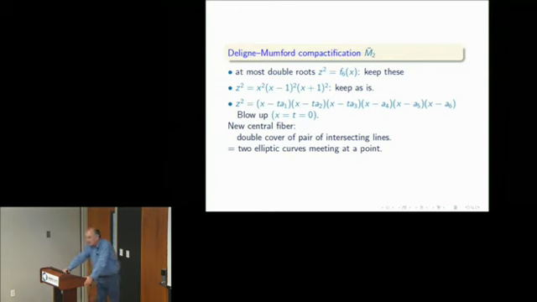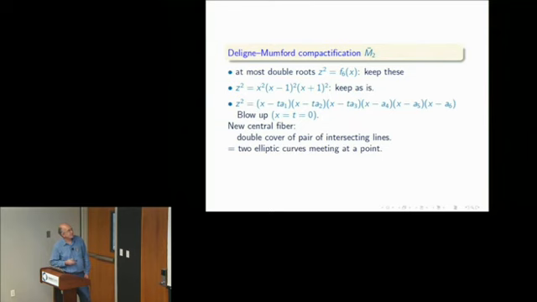And so in this very simplest case, it says that when we have at most double roots, then we keep these. These are nice. Now in the case when there are three double roots, we keep it as is. We just accept that it's a reducible curve. It has just two components. They intersect in three points. These are ordinary nodes. There is nothing wrong with this, so we just keep it.